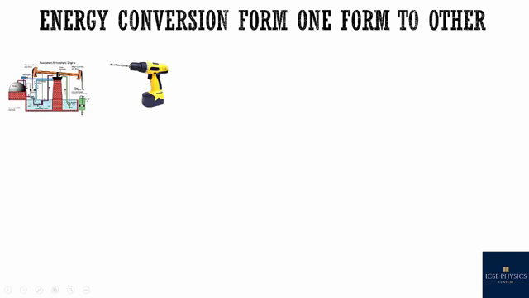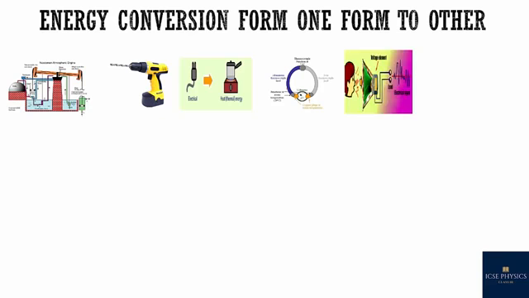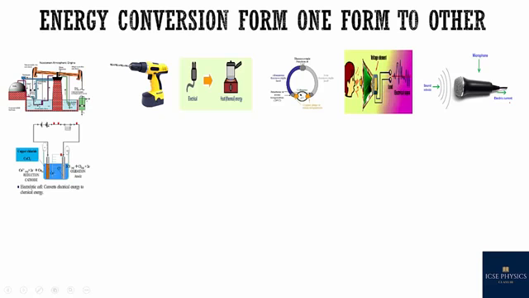Second, what happens when you put this drill into a wall? It makes a hole. So here electrical energy is converted to mechanical energy. Similarly, here electrical energy is converted to thermal energy on a heater or an induction top. This is a thermocouple. Here, heat energy is changed to electrical energy. Here it's an amplifier. Electrical energy is changed to sound energy. Here sound energy is changed to electrical energy.